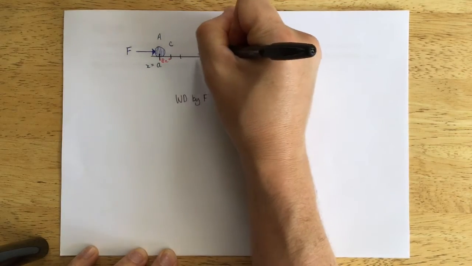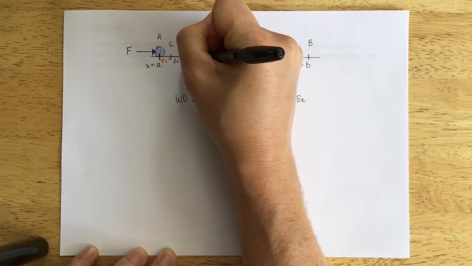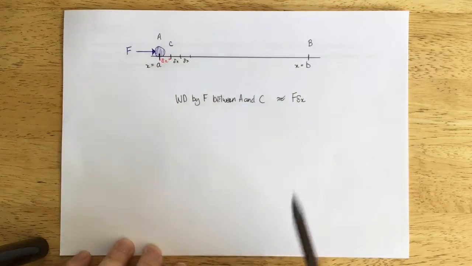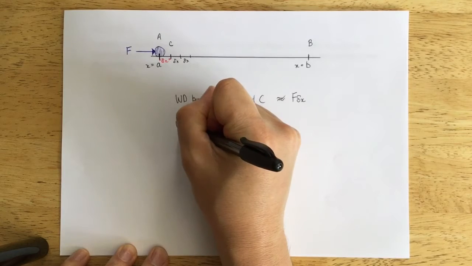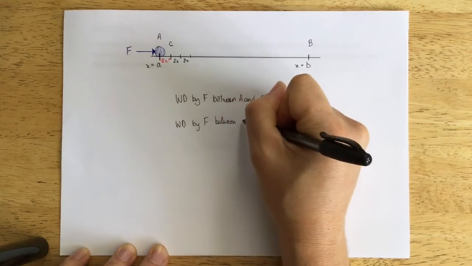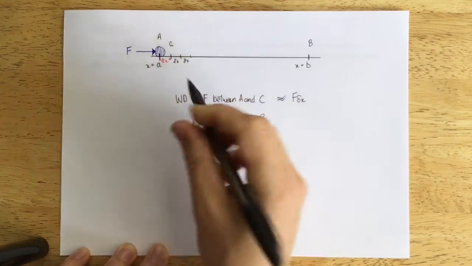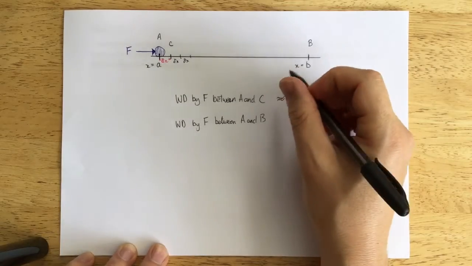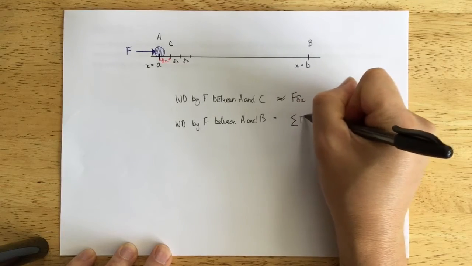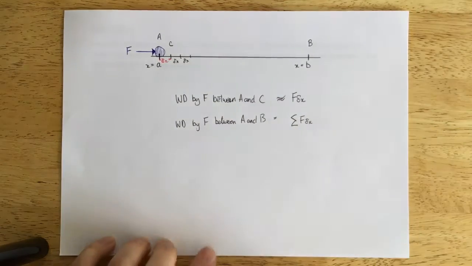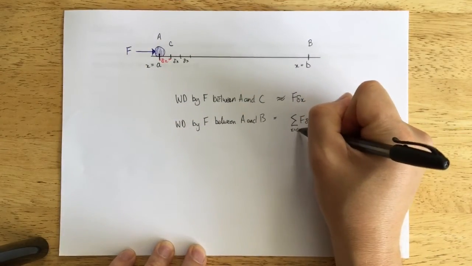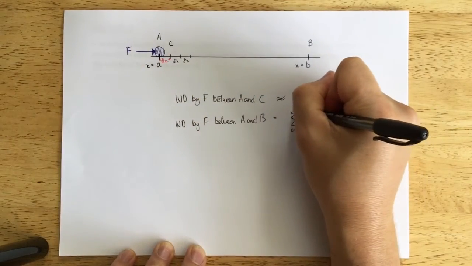But if we then continue with lots of delta x's in here, we could find the total work done by adding up all of these F delta x's. So the work done by the force between A and B, this whole section from here to here, is going to be roughly equal to the summation, adding up all these different F times delta x. But we need to be a little bit careful because that's going to go from when x is A all the way up to when x is B.